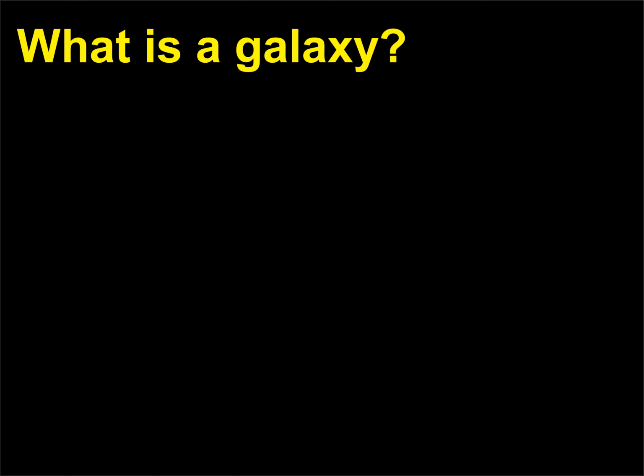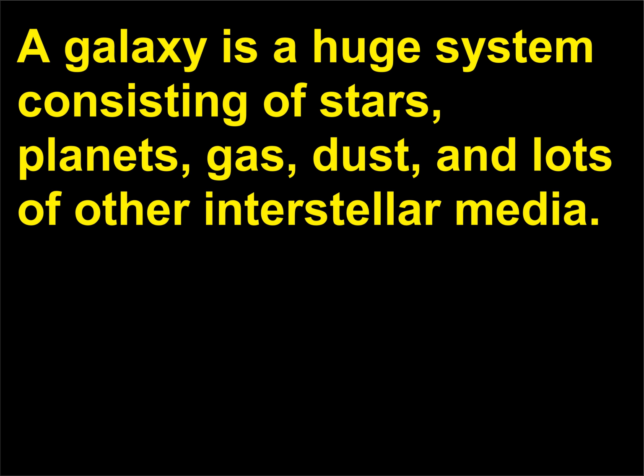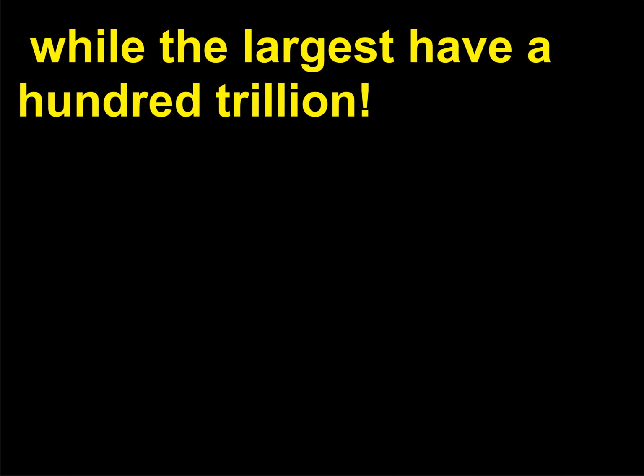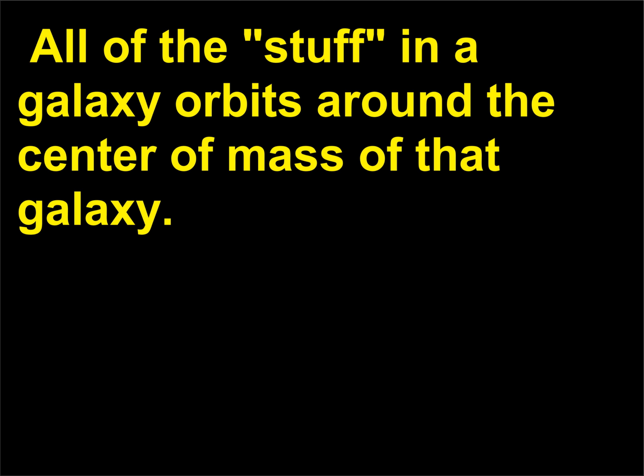What is a galaxy? A galaxy is a huge system consisting of stars, planets, gas, dust, and lots of other interstellar media. The galaxy we live in is called the Milky Way. Galaxies have a lot of stars, smallest have roughly 10 million, while the largest have 100 trillion. All of the stuff in a galaxy orbits around the center of mass of that galaxy.